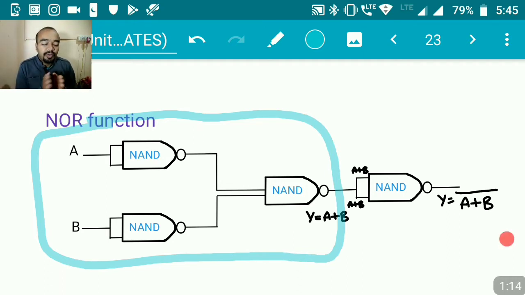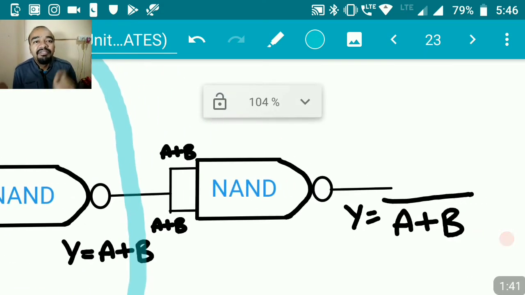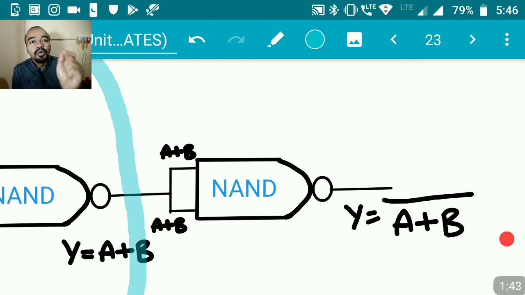Now we have to get an output for NOR gate. What do you mean by NOR gate? NOR gate is nothing but NOT of OR gate. So just by putting the NOT function in front of the OR function, we can get the NOR function. So how do we put the NOT function using NAND gate? We know that when we give the same input to both the inputs of the NAND gate, we can expect the output of a NOT gate. That is what we know already.